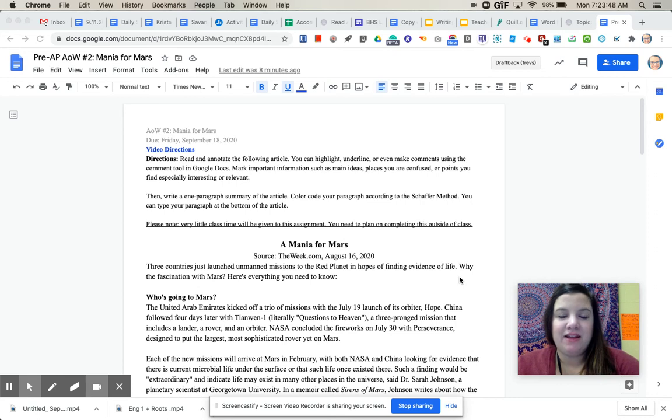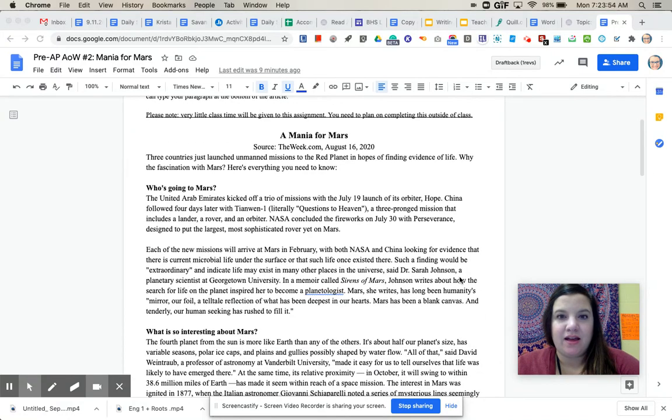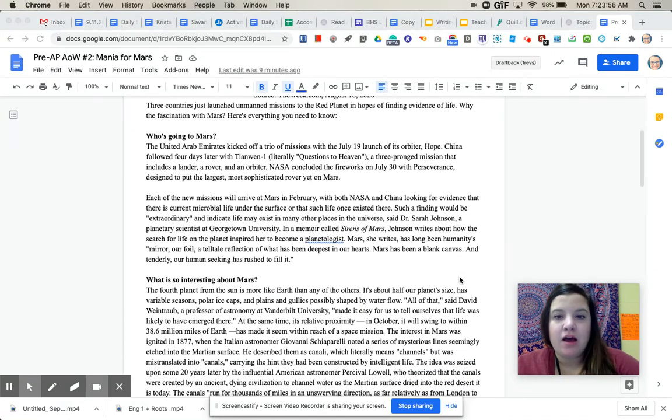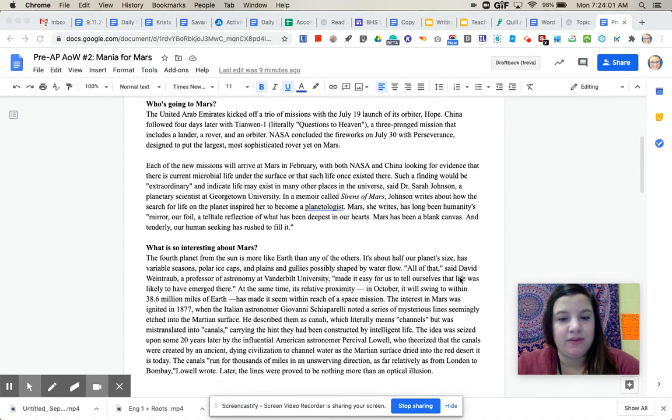Hi everyone, it is time for Article of the Week number 2. So for your annotations, you are going to do the same thing that you did the last time. Highlight, underline, and leave comments that demonstrate your thinking and your questioning about the article.